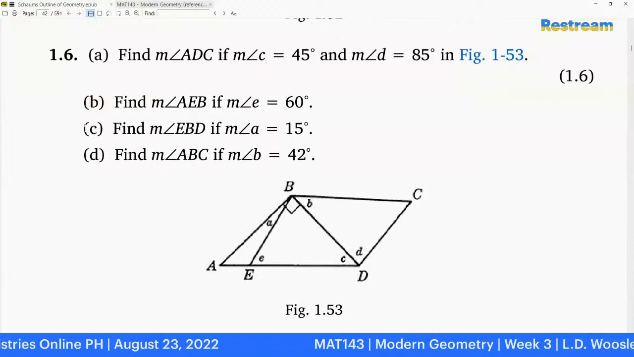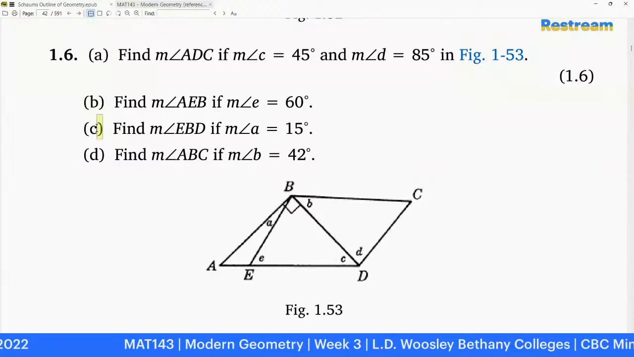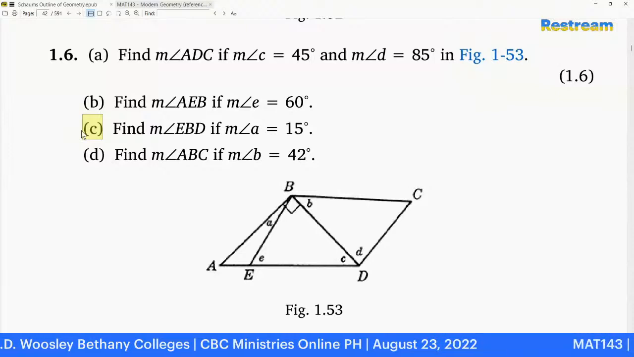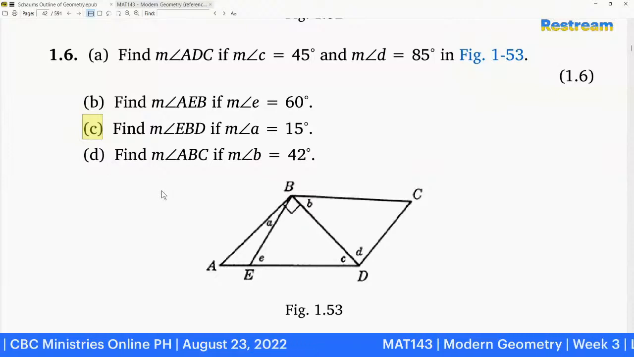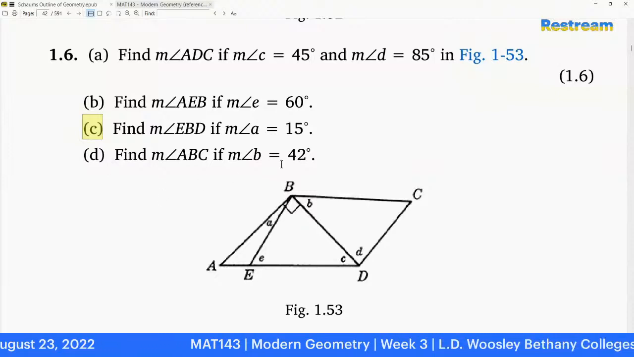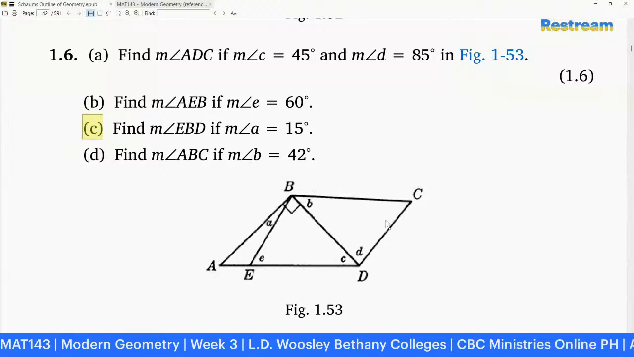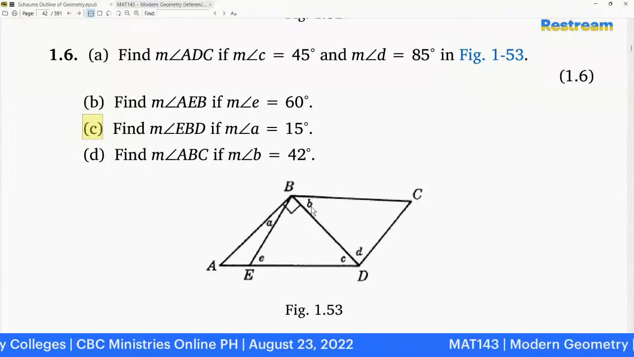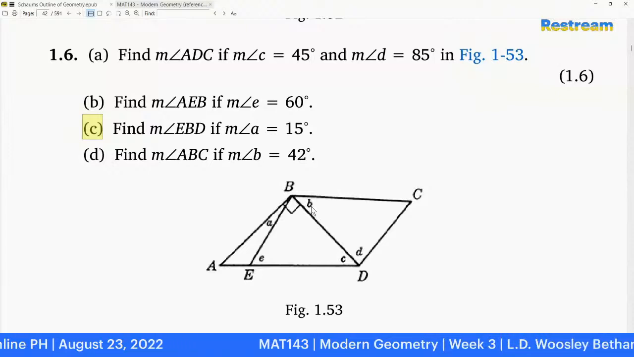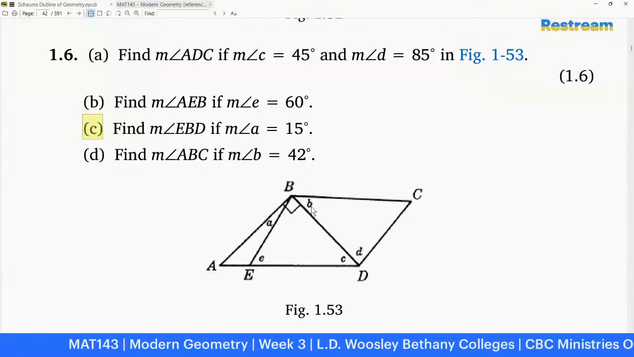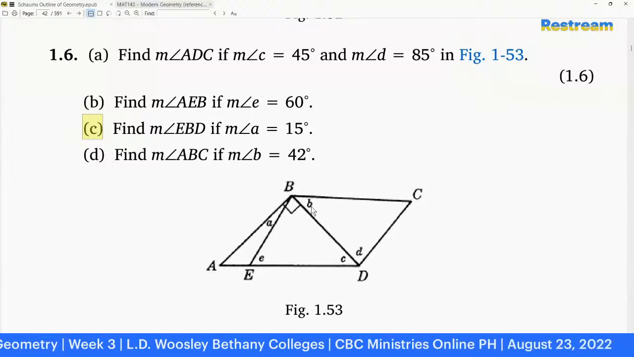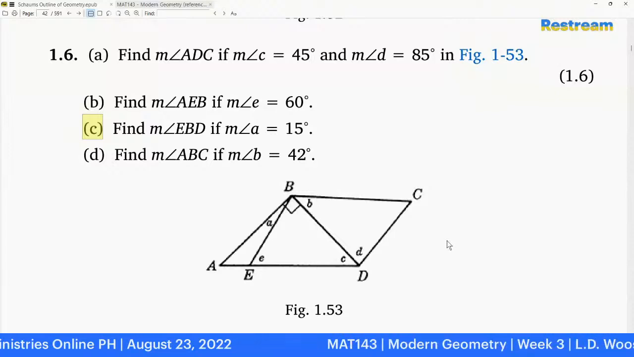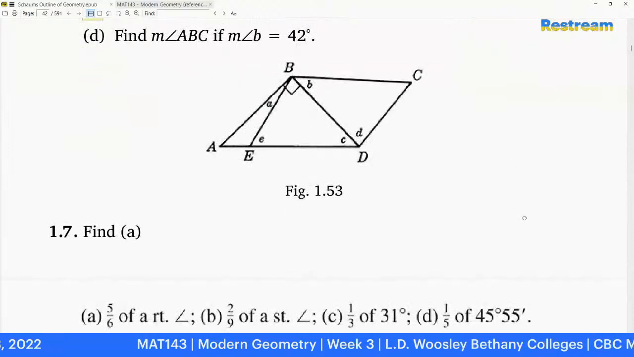Gillian, letter C. 1.6, yes. 75 degrees po. Correct, 75 degrees. And then letter D, we could answer all together. ABC. Okay, ABC, we have a right angle plus angle B, which is 42 degrees. So obviously, that is 90 plus 42. That is equal to 132 degrees. So angle ABC. Okay, nakita nyo guys? 132. Right?